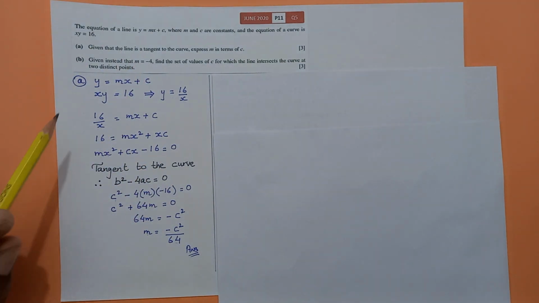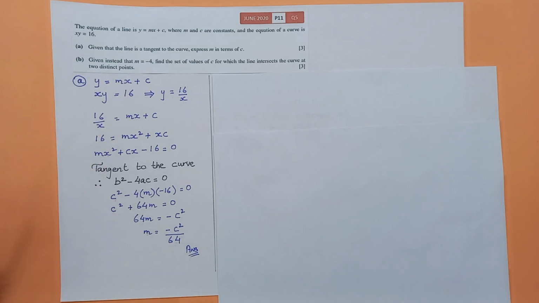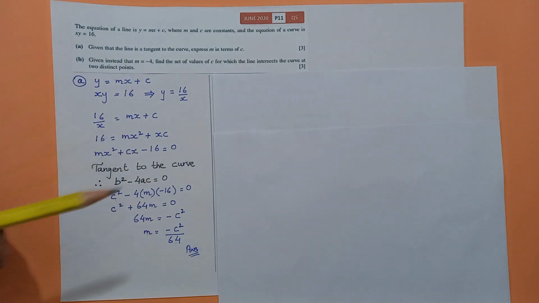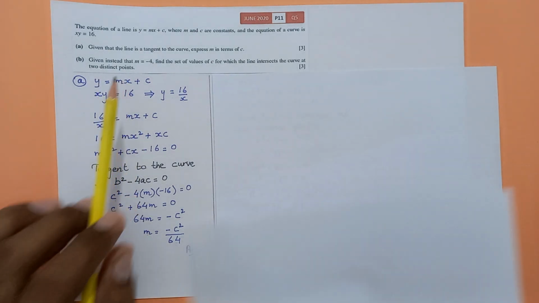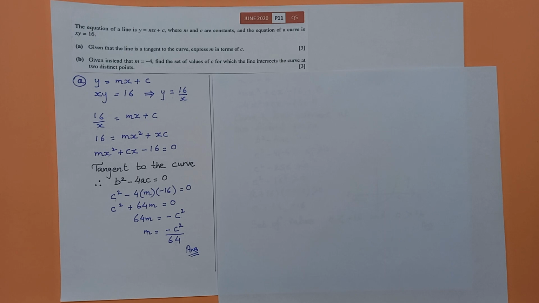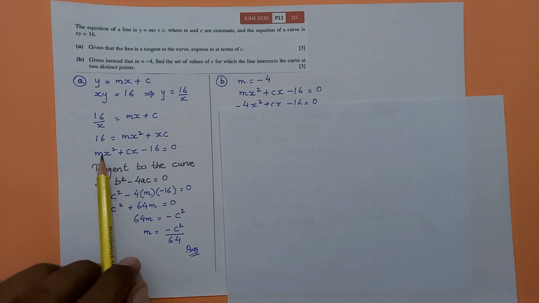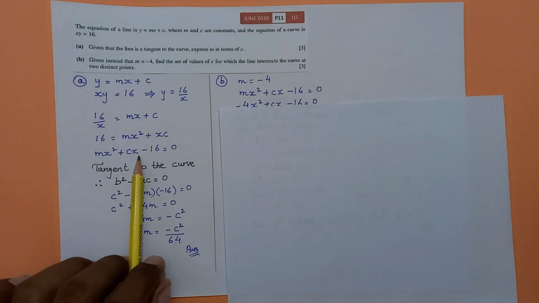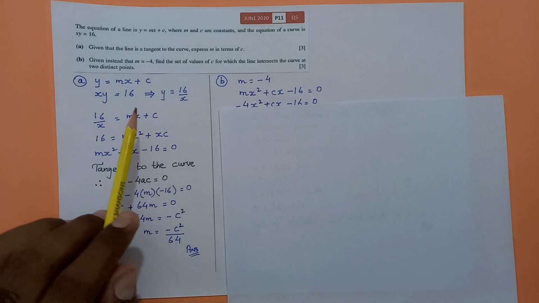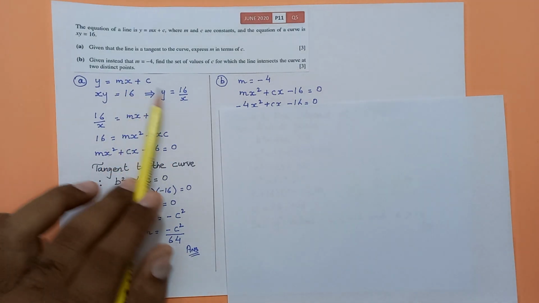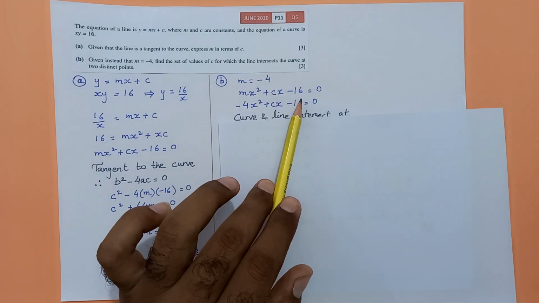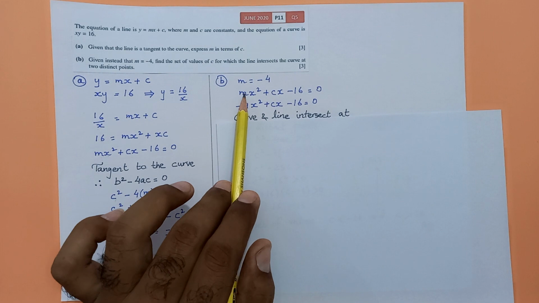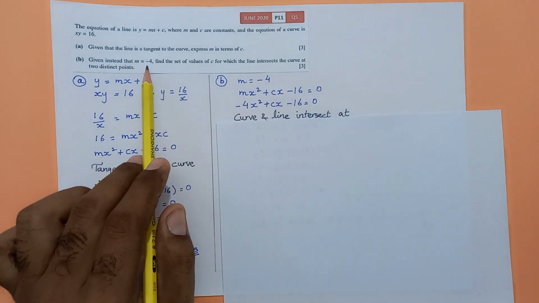This is as per the rule. If we have two distinct points, the discriminant is greater than 0. If it is tangent, the discriminant is equal to 0. This time we don't have one point of intersection like a tangent; we have two points of intersection. So we can use the same equation, mx square plus cx minus 16, which was made by comparing the equations of the line and the curve, and replace m with the value negative 4, which is given in the question.